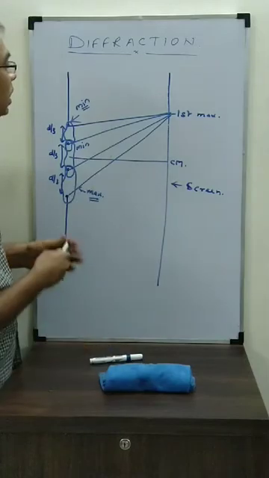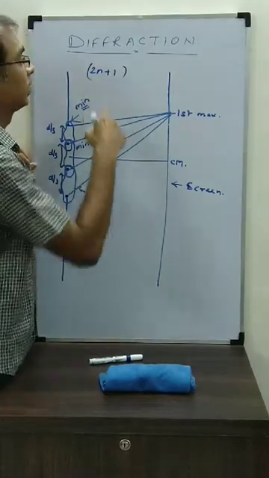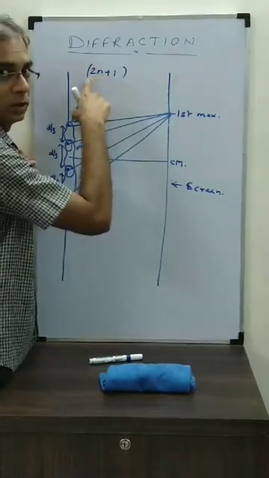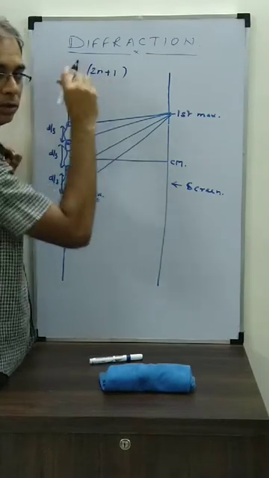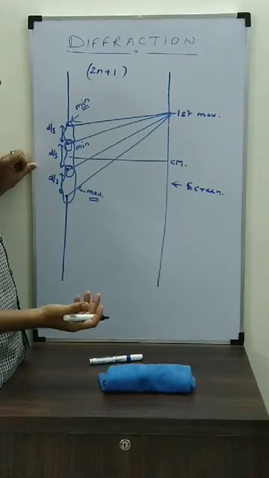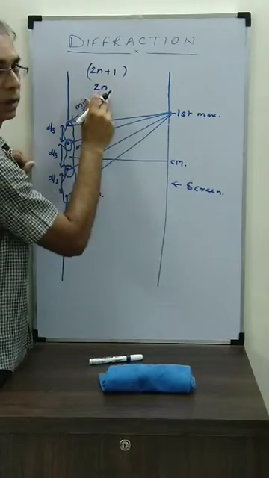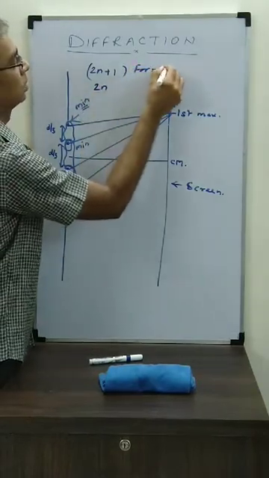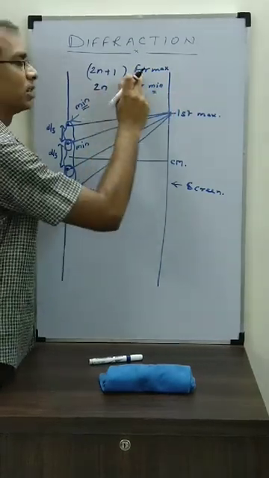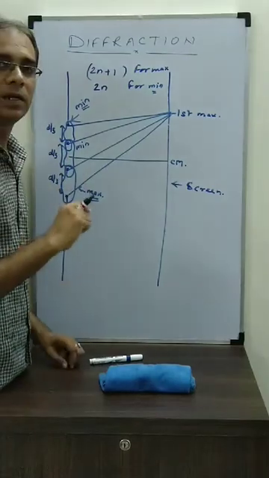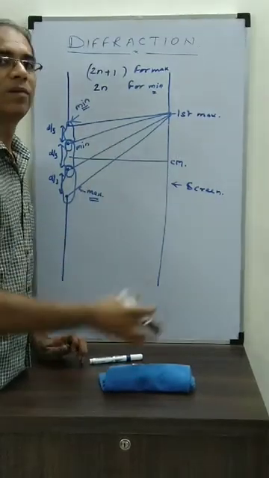So how to decide zones? Zones are decided by 2n plus 1. For first maxima, you put n equal to 1. So how many zones? 3 zones. Are you able to understand? When you talk about minima, even numbers, double the number of minima. Suppose we are talking about first minima, the number of zones is 2n. For maxima, 2n plus 1. So the condition is: in the case of maxima, leave one zone for brightness, the remaining all are going to produce minima, and for minima, all have to produce minima.